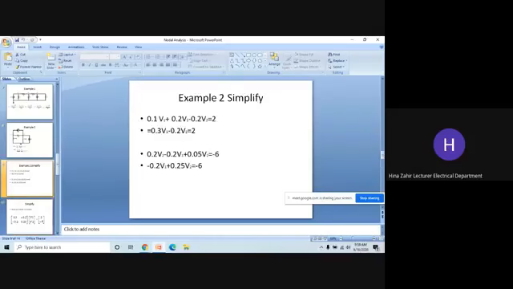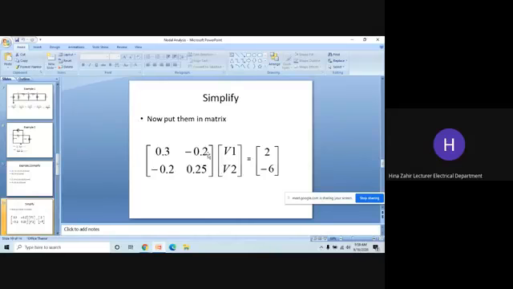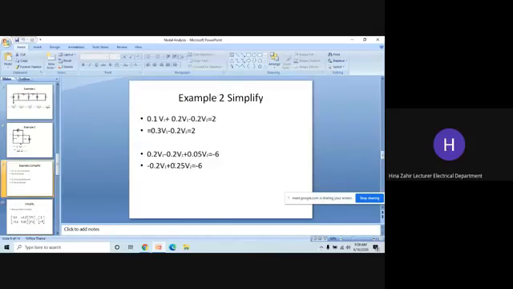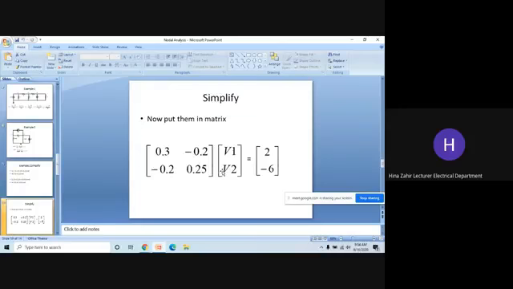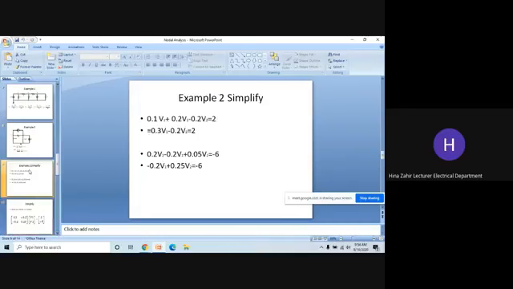Now, if you put them in a matrix, it will look like this. See, 0.3, minus 0.2, minus 0.2, 0.25, and 2 and minus 6, and this is V1 and this is V2. You can also solve them by matrix, but I won't go for the matrix. The simultaneous equation method is easier than the matrix.